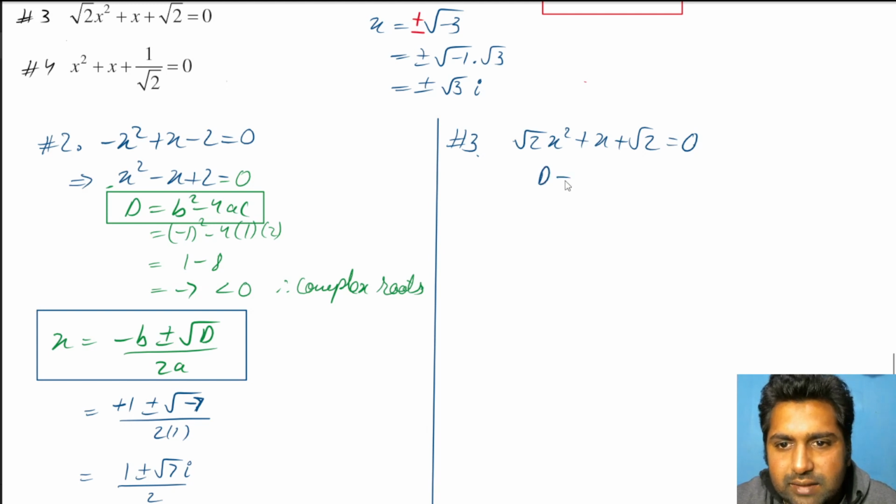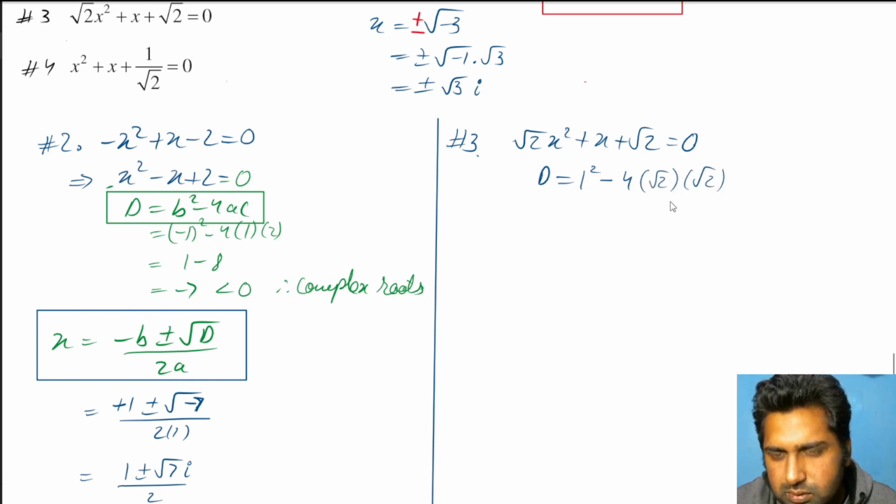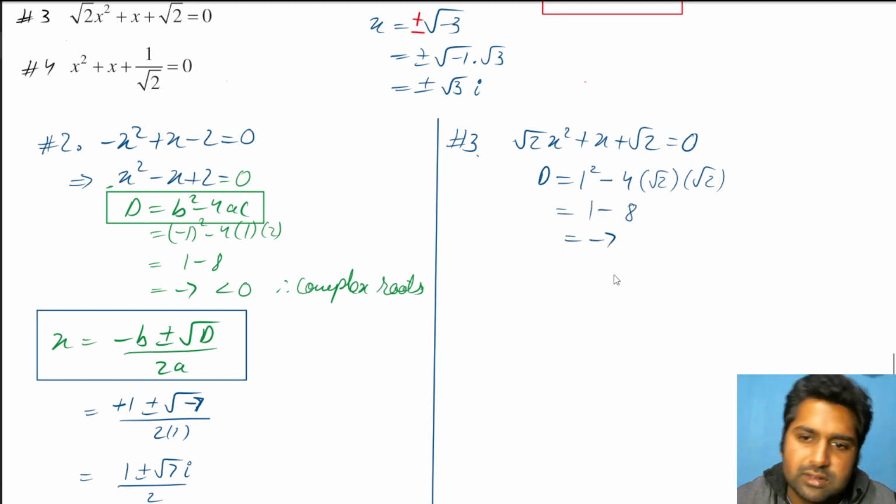So calculate d, that's b square minus 4ac. b is 1, so 1 square minus 4 into a, which is root 2, and c is also root 2. Interesting. 1 minus 8, again minus 7. So again complex roots. So let's calculate x.